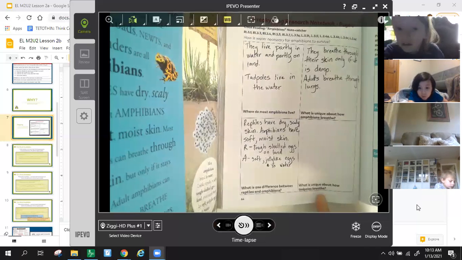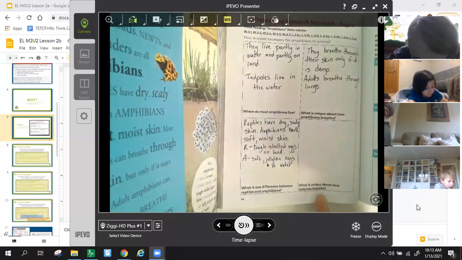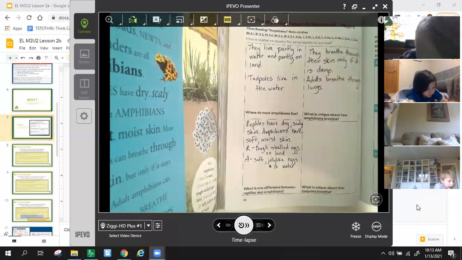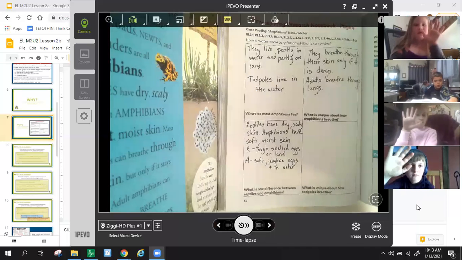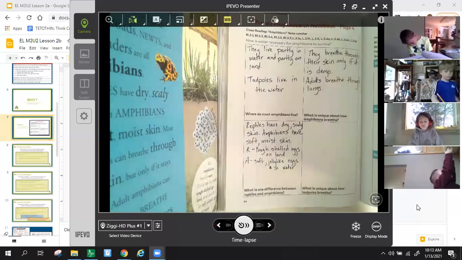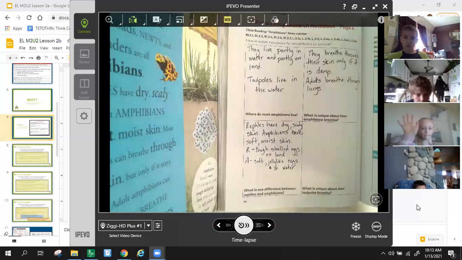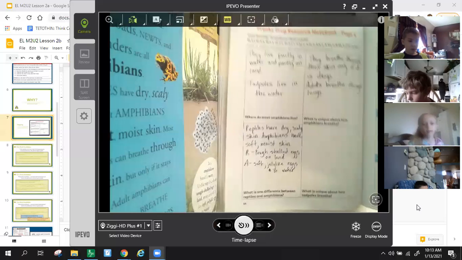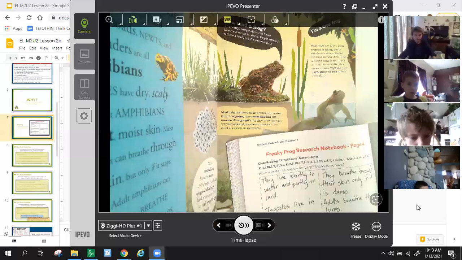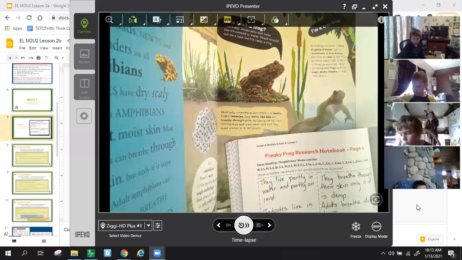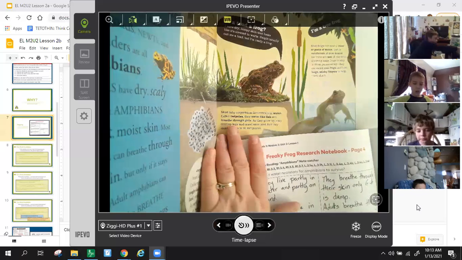Who can tell me how tadpoles breathe? Looking for somebody who could tell me how tadpoles breathe. Oh, look at all those hands. Good job. Those are my same friends who keep repeating. Okay, Haley Calendar. How do tadpoles breathe? Tadpoles have to breathe in the water so they can breathe through their gills.